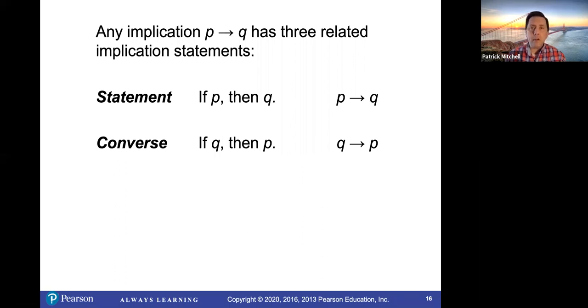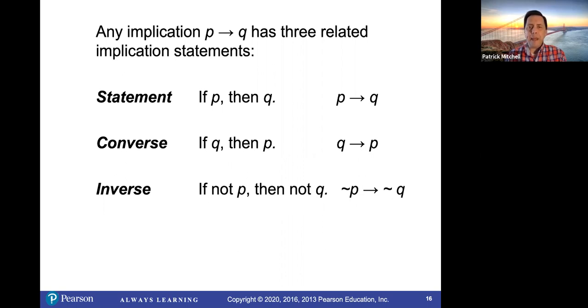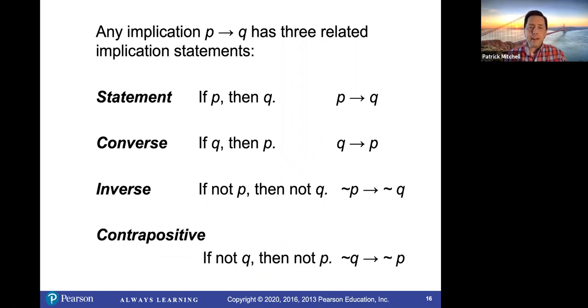If you get an A in the course, that means you got a tattoo of the quadratic formula. Well, hopefully that's not how it works. The next one that's related is called the inverse. If not P, then not Q. If you don't get a tattoo of the quadratic formula, then I will not give you an A in the course. Again, hopefully not true. But then there's the contrapositive, which says if not Q, then not P. If you didn't get an A in the course, that means that you did not get a tattoo of the quadratic formula.